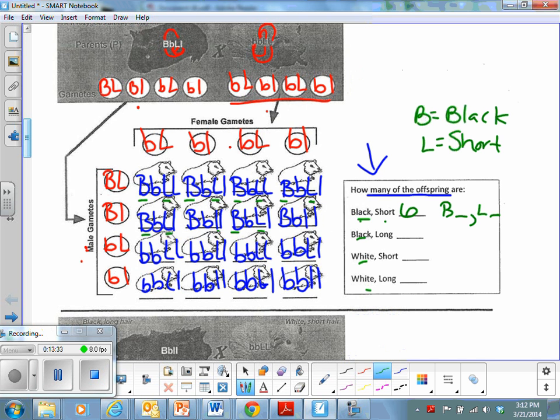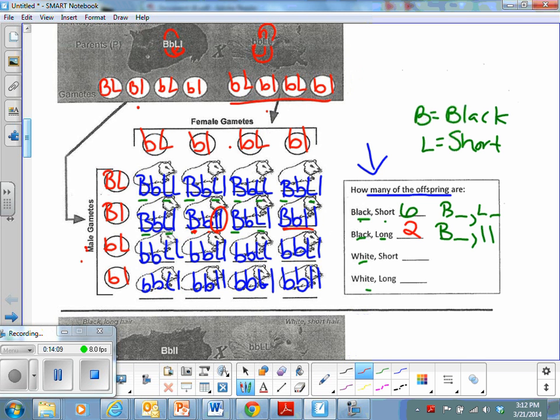All right, now they're black and long. With the black and long, they have to have at least one big B, something else. I don't care if it's heterozygous or homozygous. But if they're long, that's recessive, so they have to have 2 little L's. Again, I can skip the ones I've already marked off. Let me switch colors, that way you can see. There's my big B, and it has 2 little L's, so that's 1. There's 2. And then there's no more big B's left, so there's only 2.